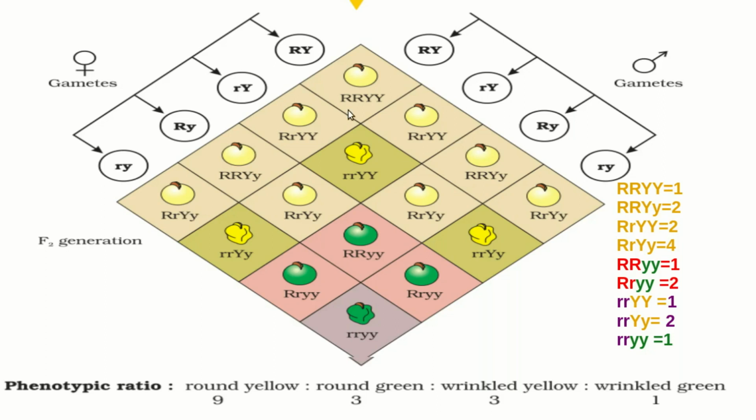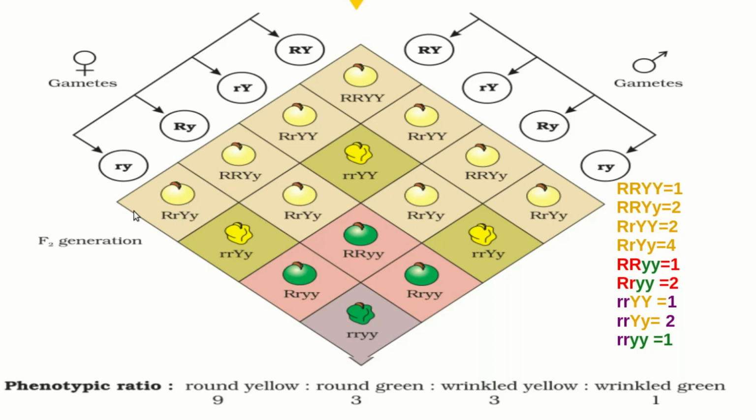Out of these seeds, it is capital R capital R capital Y capital Y, only one genotype is present. And here two genotypes are present with capital R small r capital Y capital Y. Two seeds are present, and there is one seed with small r capital Y capital Y. And also there are two seeds with capital R capital Y small y. Two seeds are present. And with the genotype capital R small r capital Y small y, four seeds are present.